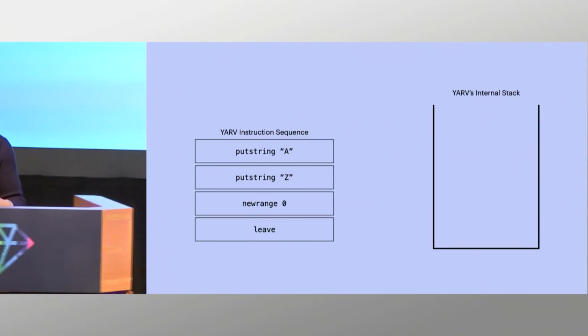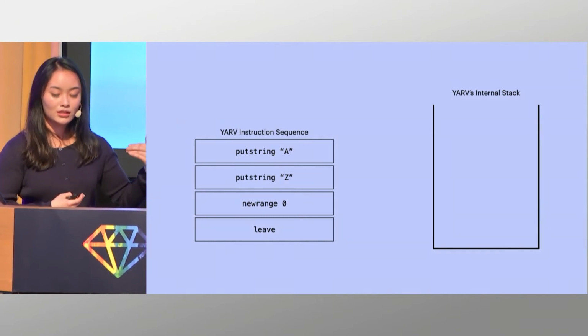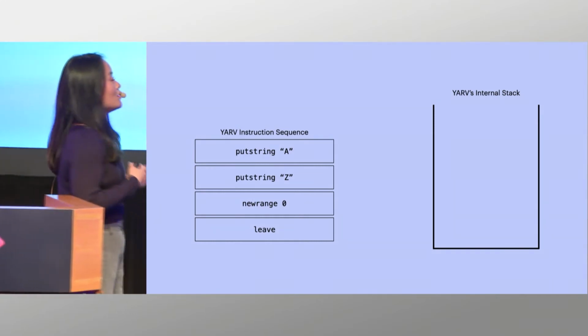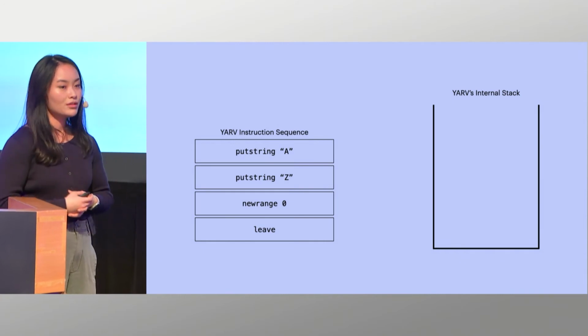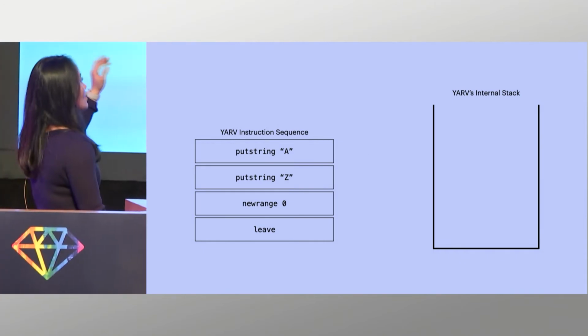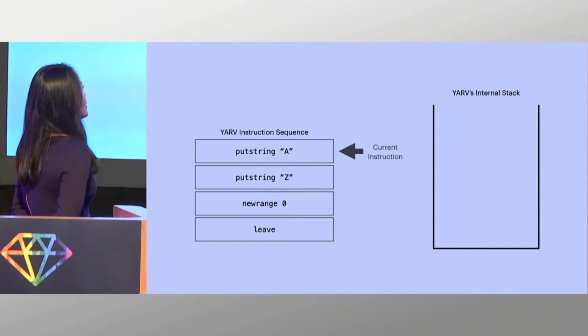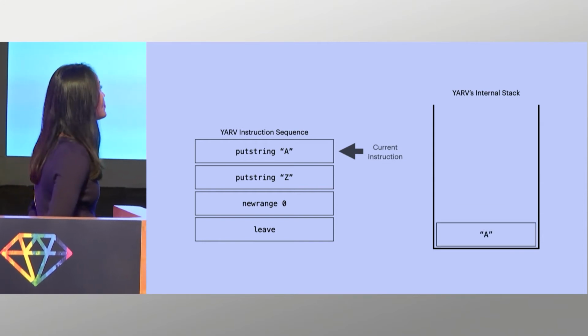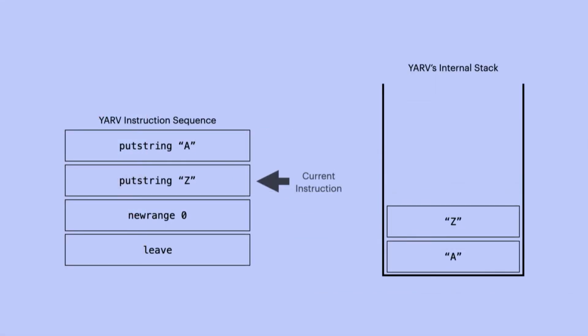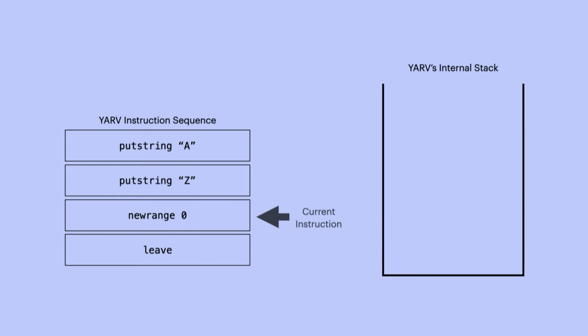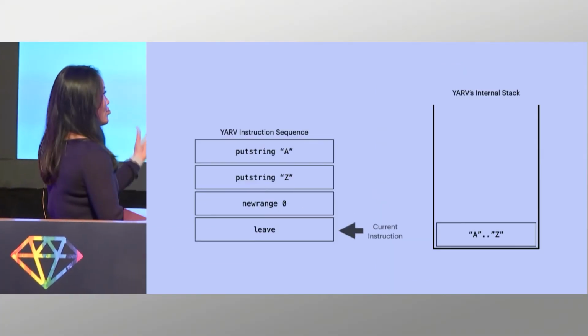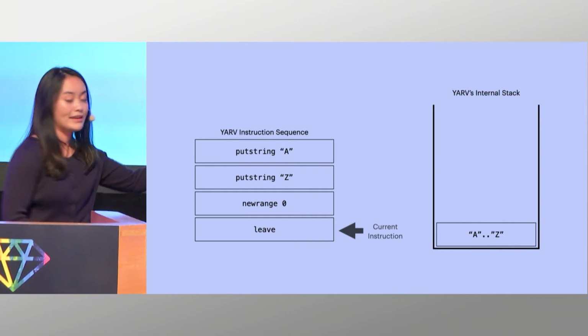So let's take a look at how the Ruby VM executes these instructions. If you didn't know, the Ruby VM uses an internal stack to manage values. You'll see how it works in just a second. So let's go through the instructions. Put string A pushes A, put string Z pushes Z, and then we call new range, which pops 2 elements off the stack and pushes a range, A to Z, back onto the stack. That is inclusive because the argument is 0. And then we leave. So I want you to make note of what value is on the stack right now.